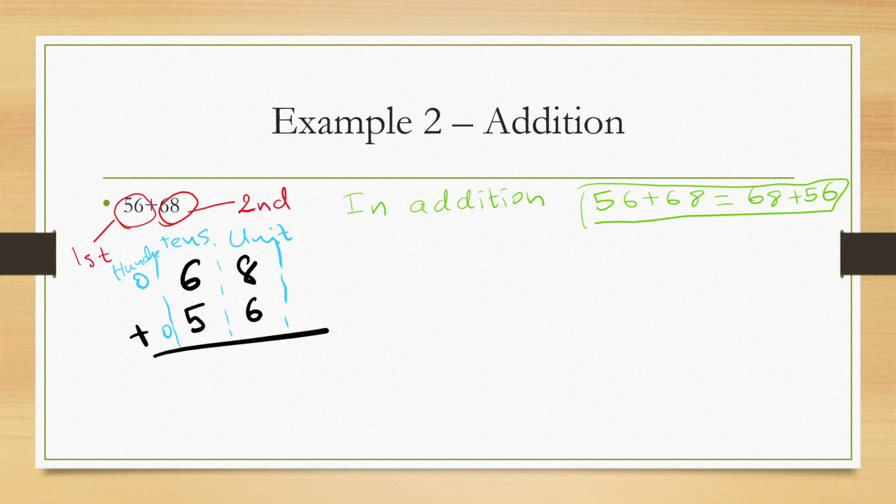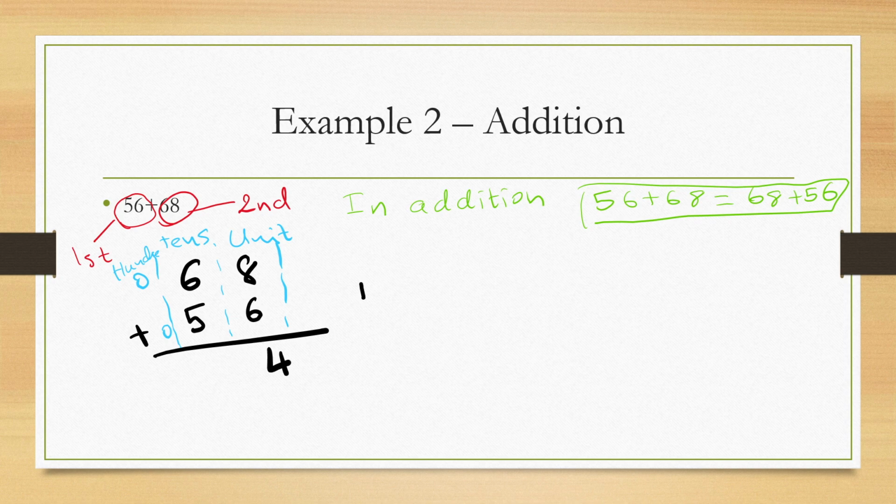First of all, you're going to start off with the units column, and add the 8 plus 6. So 8 plus 6 is 14. Now you're going to put the 4 here, and then you're going to put 1 on the side. Okay, so 1, it's called the carry. So you're going to carry 1 over to the tens side.